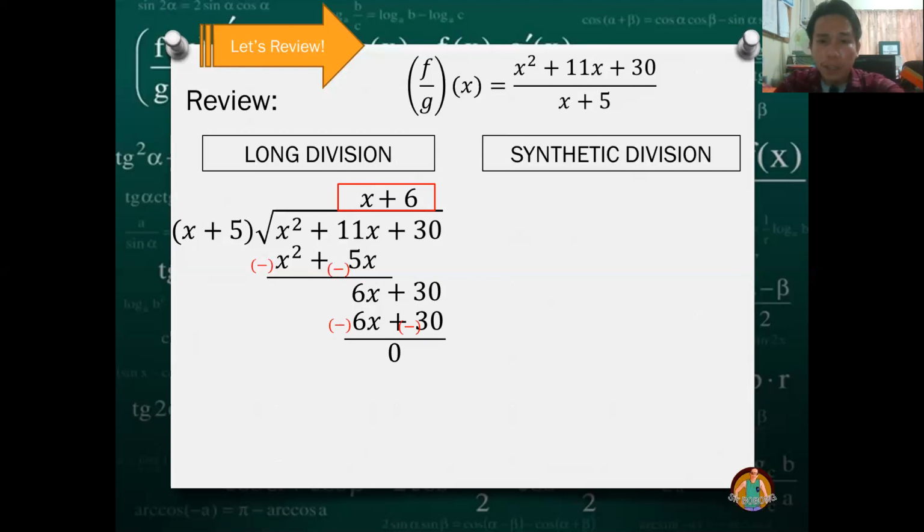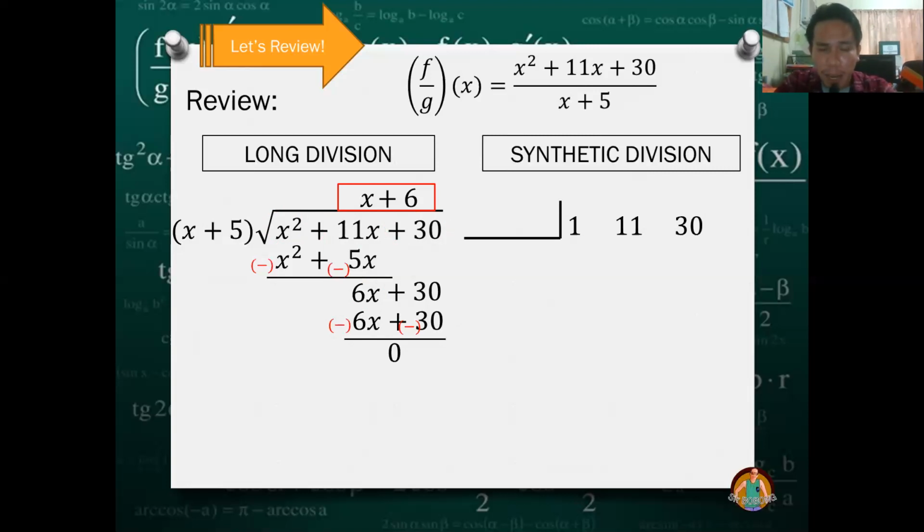Now, ano naman yung synthetic? Yung synthetic kasi para sa akin isa sa pinakamadaling klase ng pag-divide. Kasi yung kinukuha lang natin dito is yung numerical coefficient or yung whole number ng ating subtrahend. So, sa x squared, ano yung whole number dyan? Of course, it is 1. Sa 11x, 11. And sa 30, yung whole number niya is 30. So, ganun na siya kadali. We'll just get the numerical coefficients in the expression.